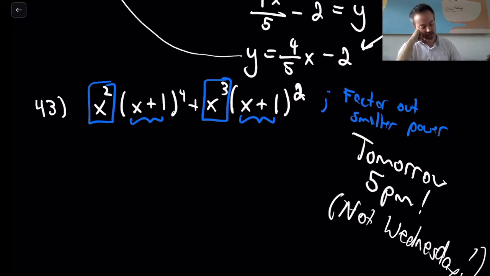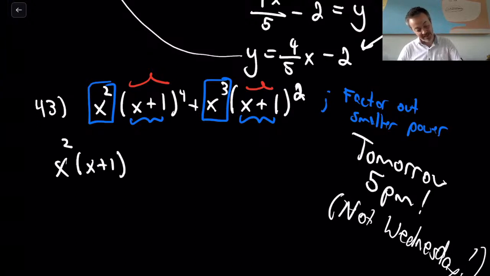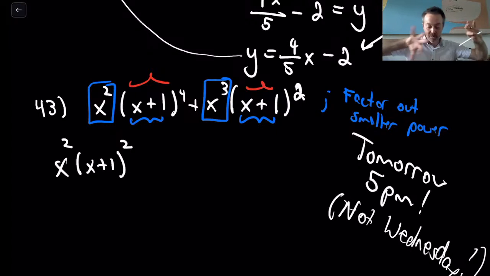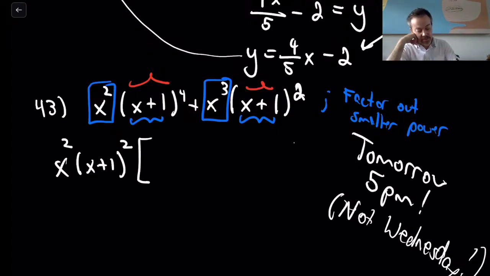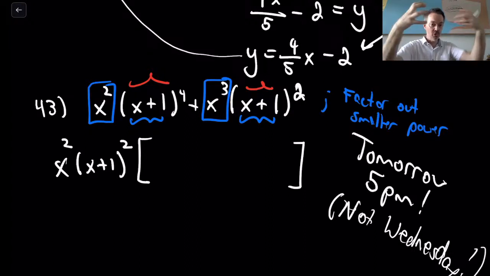So in this case, if I look at x squared and x to the third, x squared is the smaller power. And if I look at x plus 1 to the fourth and x plus 1 squared, well, x plus 1, again, to the second power is the smaller power. And that's everything that was in common between the two. And then I think, okay, what goes in the parentheses? However many terms you started with, we started with two terms, a factor, a plus sign, and a bunch of stuff being multiplied into factor.